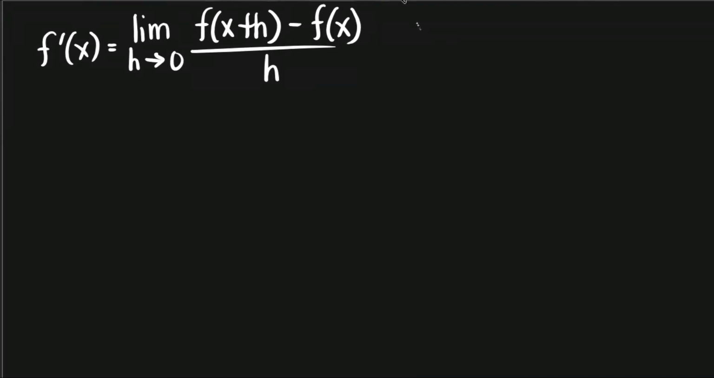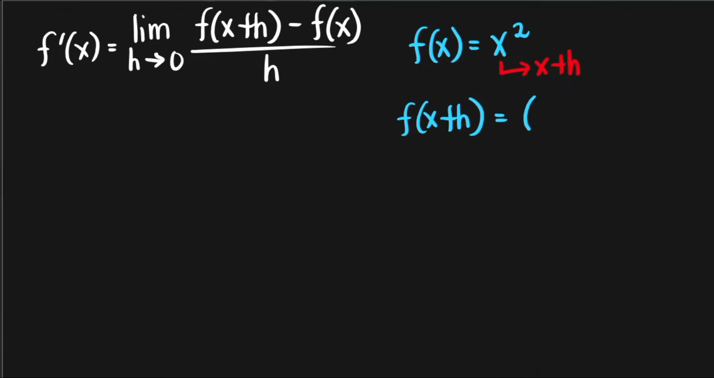Let's take another function. Say f of x equals x squared. How can we solve for its derivative? First, we need to find f of x plus h by replacing the variable x with the term x plus h. F of x plus h will be equal to x plus h squared.